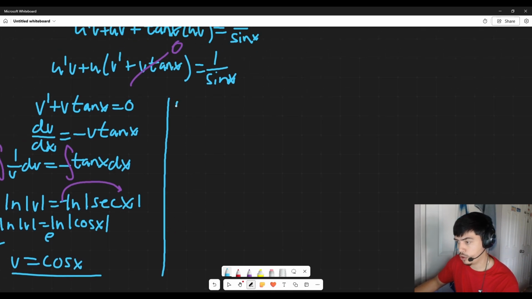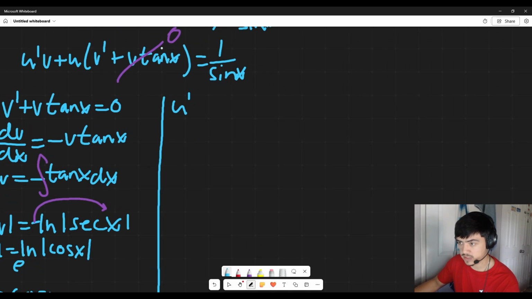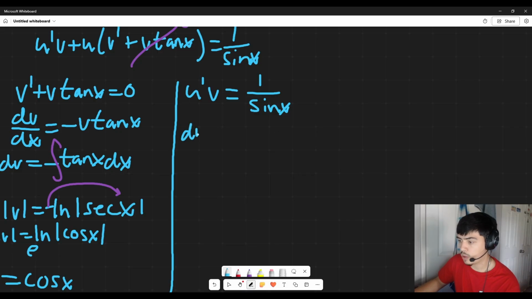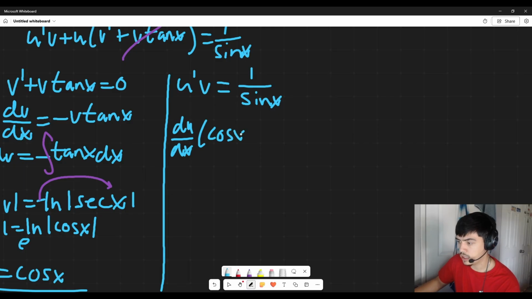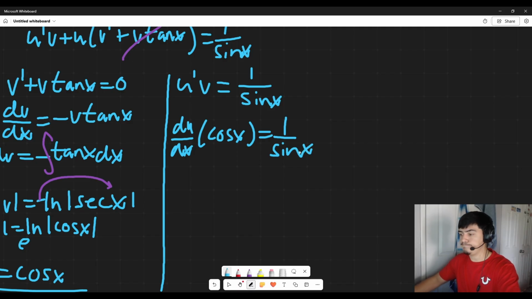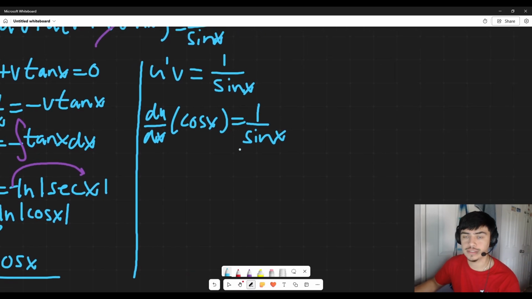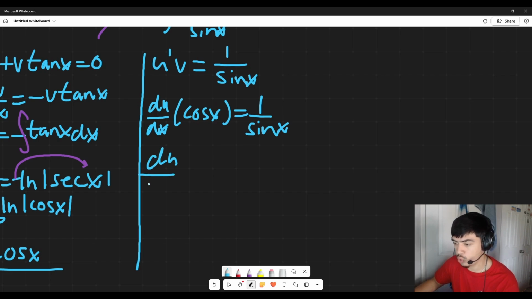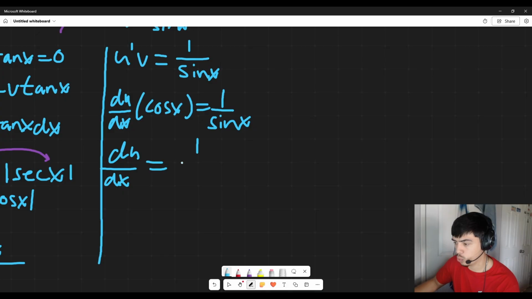Now, on to the other part of the equation that we have. We have u prime. Remember this part right here? This is all 0. So what we have remaining is u prime times v equaling 1 over sine x. Substituting in, I'm going to rewrite u prime as du dx. Substituting our v, we have cosine x times du over dx equaling 1 over sine x. Not too bad. Moving the cosine x over, we get du over dx equaling 1 over sine x times cosine x.